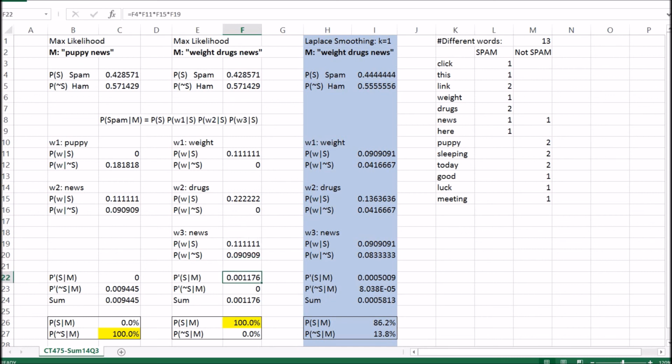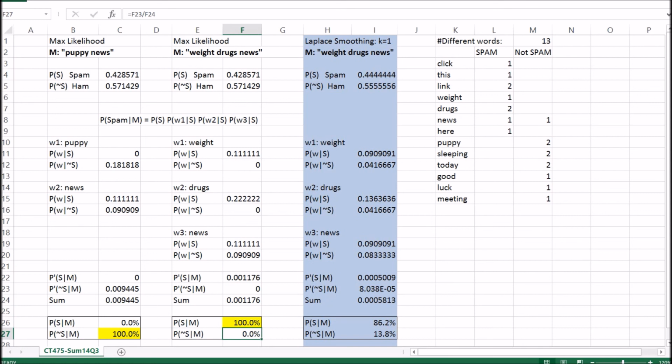So we compute the products of the prior probability and each of the conditional probabilities. And for the probability of spam given that message, we get this number here, 0.001176. But for the probability of non-spam, we get 0 because, again, we've got some 0 probabilities in our evidential data. And so even when we do the normalization, 0 stays at 0. And our final conclusion is that for this message here, weight drug news, there's a 100% chance it is spam, 0% chance that it is not spam.